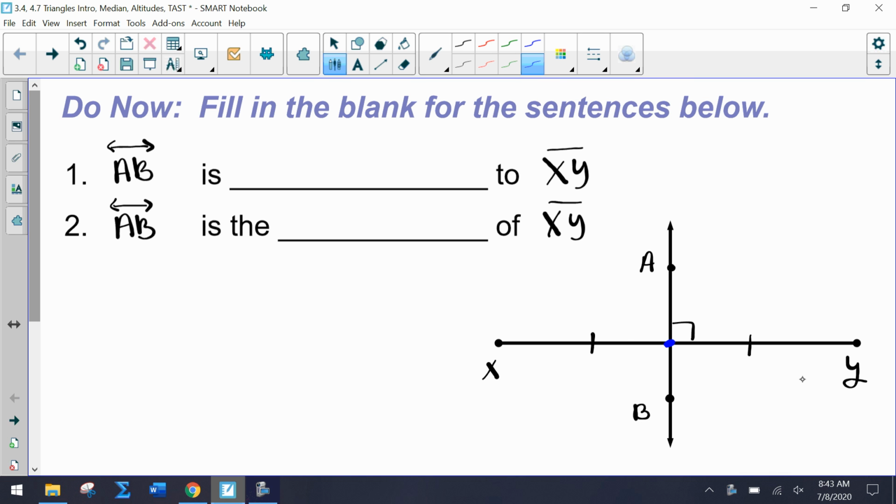So today the title of our notes is 3.4 and 4.7, Triangles Intro, and we're going to discuss medians and altitudes and something called the triangle angle sum theorem. But first, before we begin, I want us to complete this do now. So look at the diagram, pause the video, and finish these two sentences.